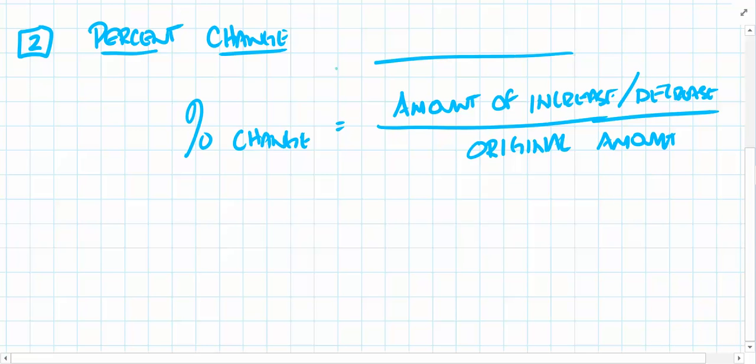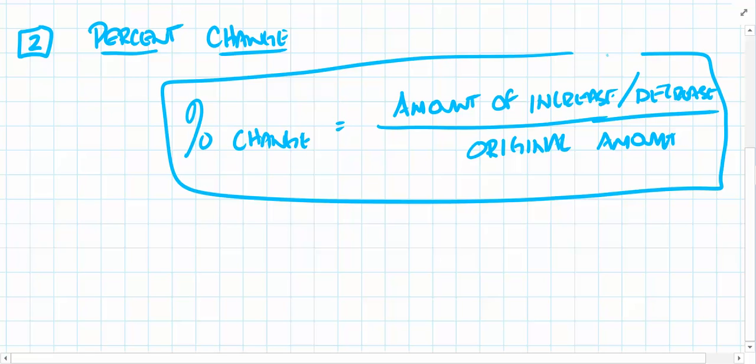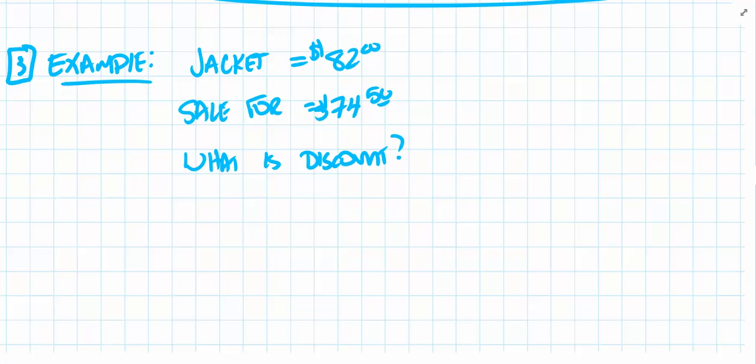Okay? So when we change from one number to another number, we're either going to have a percentage increase or a percentage decrease, depending on whether we go up from the original amount or down from the original amount. And this is how we're going to calculate it. Okay, so here we go. This jacket that I want to buy costs $82. It's on sale for $74.50. So I'm wondering, what is the discount? What's the percent it's on sale? What's the sale rack percentage? So we're going to use the percent equation.